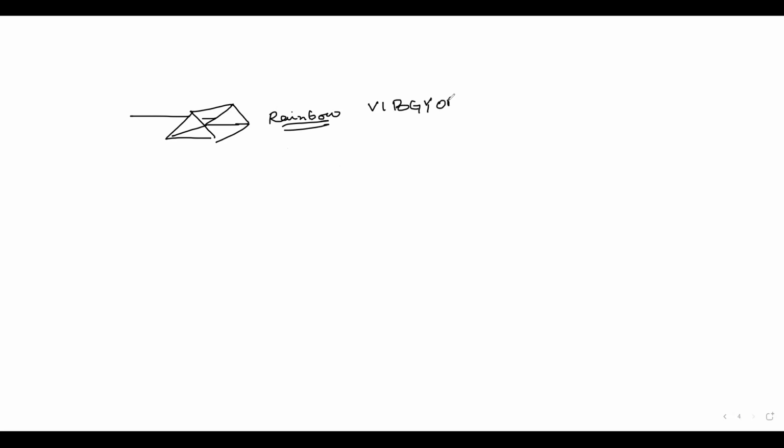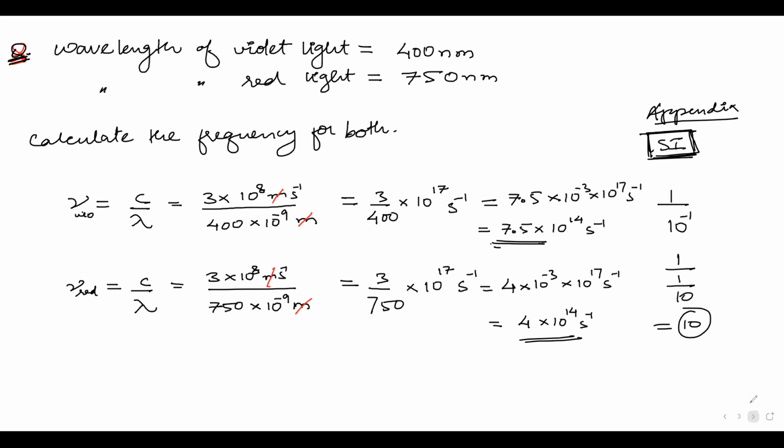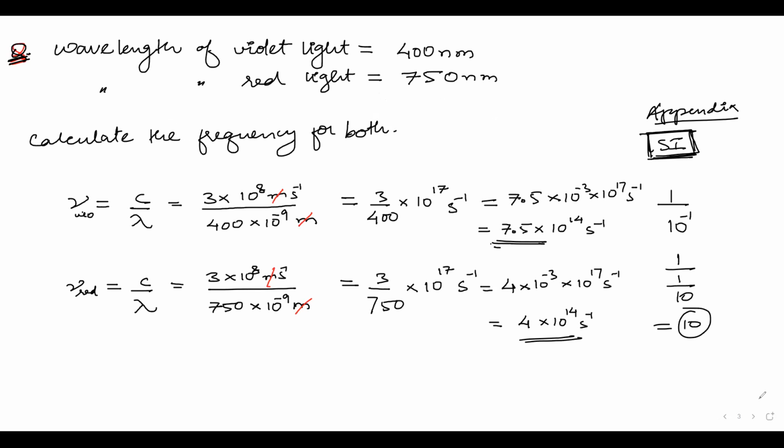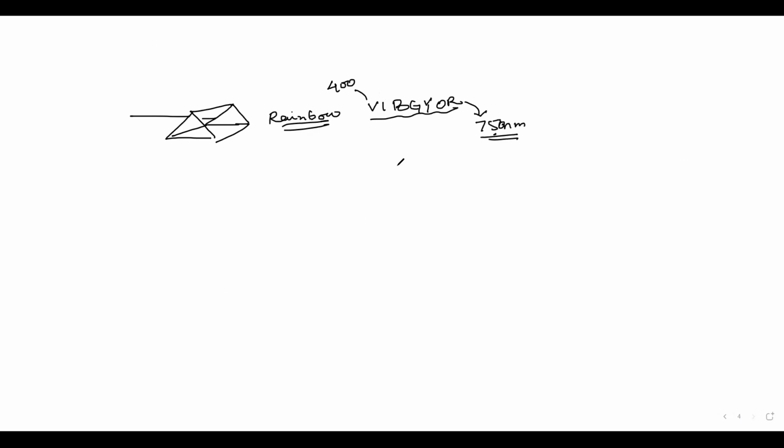Remember it like this: VIBGYOR. Violet, indigo, blue, green, yellow, orange, red. Now you also know the wavelengths here, so you can start from 400 nanometer, which is violet. And red is how much? 750 nanometer. So violet is 400 nanometer and red is 750 nanometer. This is your VIBGYOR.